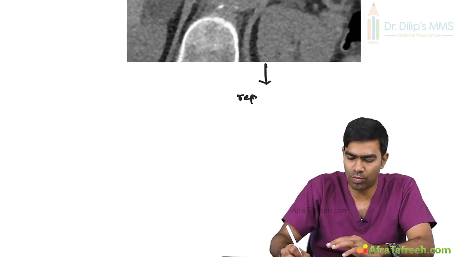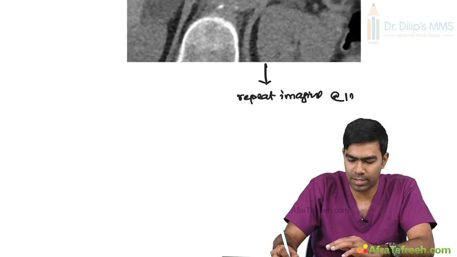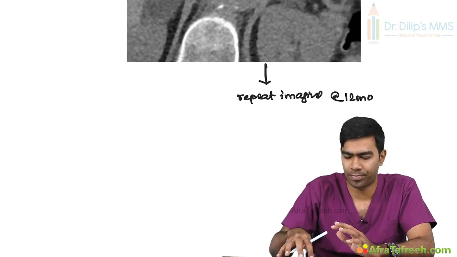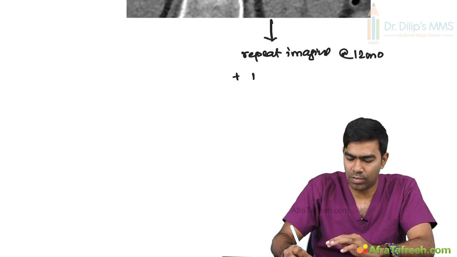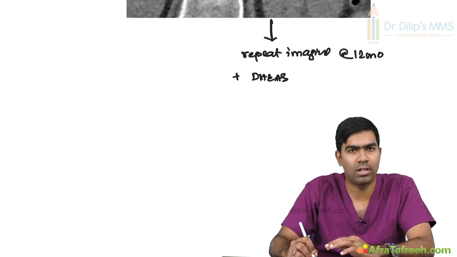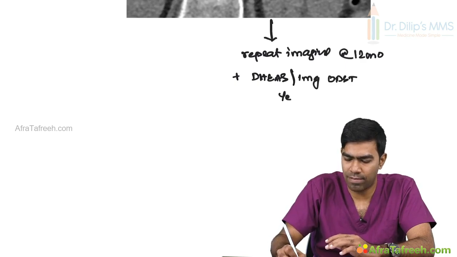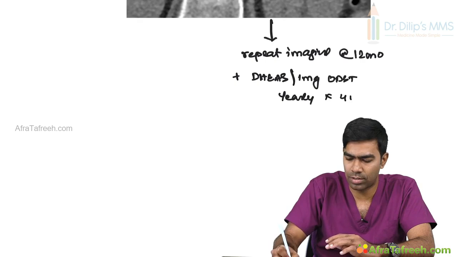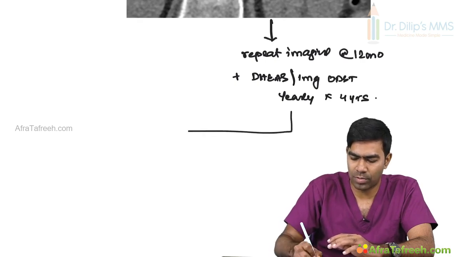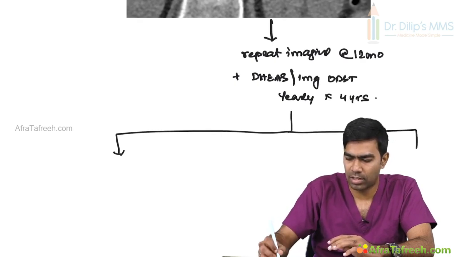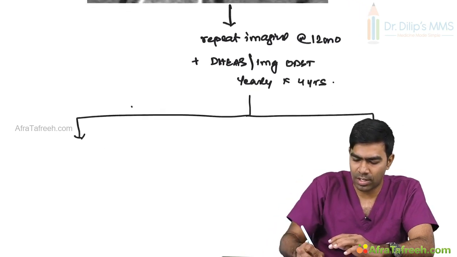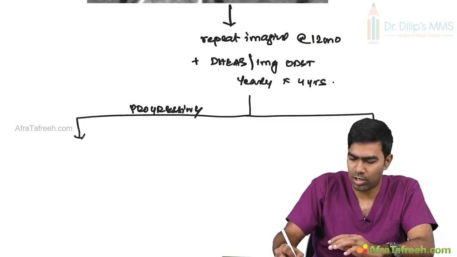You have to do follow-up imaging, that is repeat imaging, in this case at 12 months, especially if it's an adrenocortical adenoma. Plus you have to do hormonal assessment, the most common being a cortisol-producing tumor. So you have to do a DHEAS and 1 milligram ODST every year for at least 4 years. Now you have to compile the results again. You have to see whether they are progressing or non-progressing.